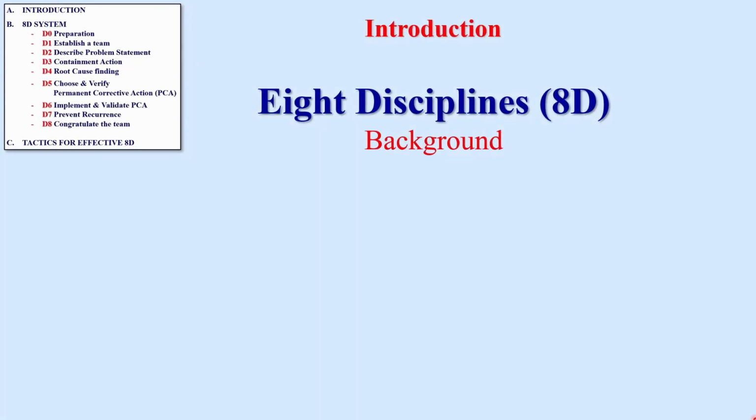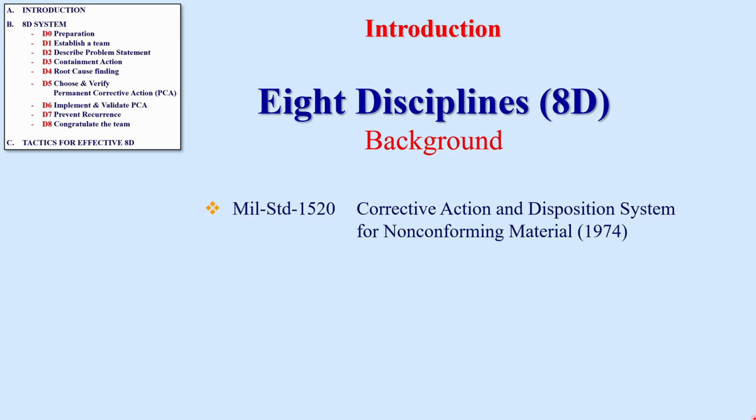8D stands for 8 disciplines. To ease your understanding, you can just assume it is an 8 steps methodology for problem solving. If you want to make something popular, first of all, we need to have a standard, so that everyone can follow. Actually, back in 1974, a military standard already came out to set expectations between the customer and the contractor or supplier, on corrective action and disposition system for non-conforming material. Customer here refers to the United States Department of Defense at that time.